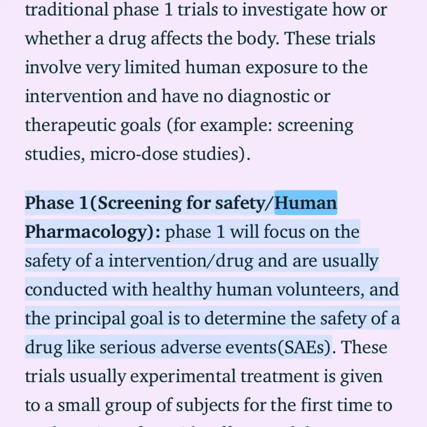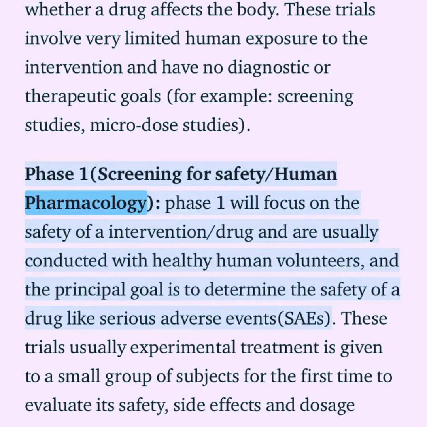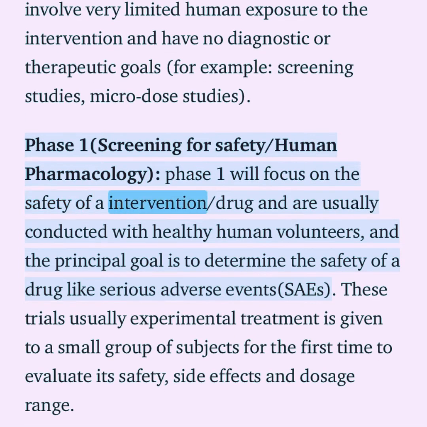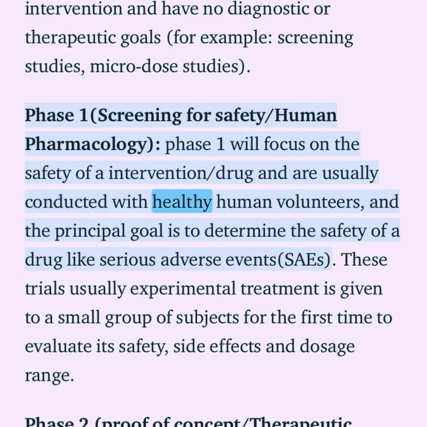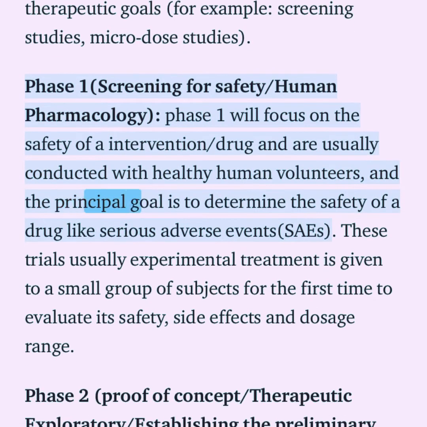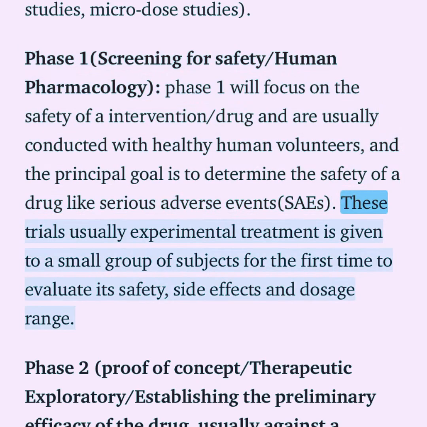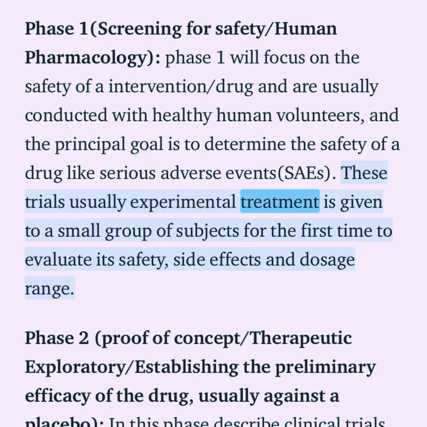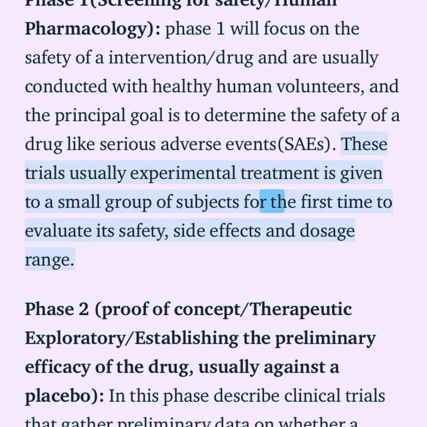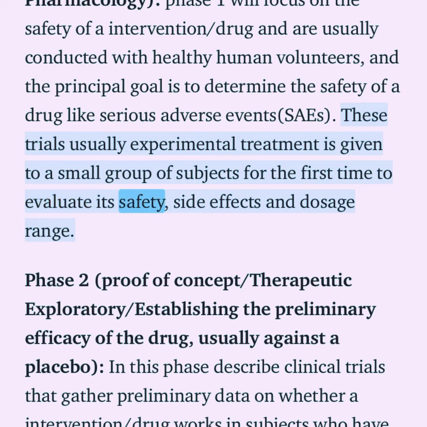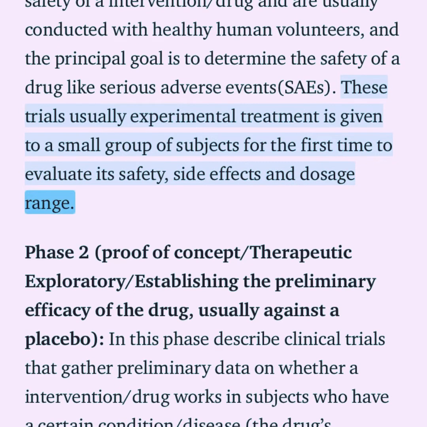Phase 1, screening for safety/human pharmacology. Phase 1 trials focus on the safety of an intervention/drug and are usually conducted with healthy human volunteers, and the principal goal is to determine the safety of a drug, such as serious adverse events, SAEs. In these trials, the experimental treatment is usually given to a small group of subjects for the first time to evaluate its safety, side effects and dosage range.